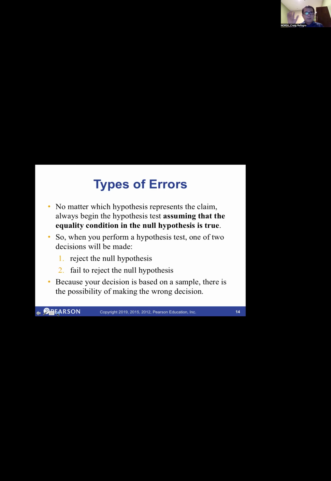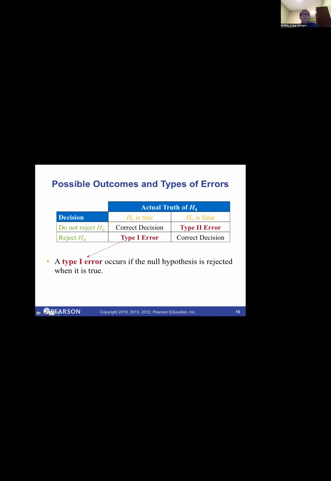I repeat, you can only do hypothesis testing if you use sample data. However, if you do a census, then no hypothesis testing. So these are the possible outcomes for type of errors.